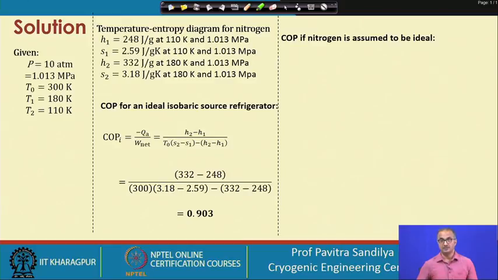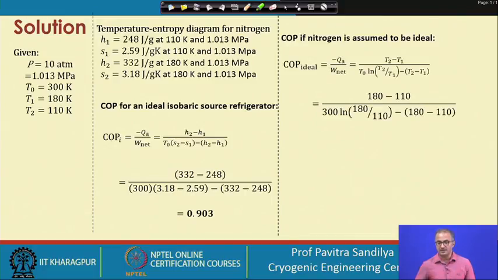Suppose somebody assumes nitrogen to be ideal at these conditions, what would the COP be? That is what I was telling you: be careful in assuming ideality. So let us see what happens. If we again use this expression and plug in only the values of the temperatures, we get a value of 0.9. In this case we find there is a slight difference between the two COPs. This shows that, depending on the conditions, the application of the ideal or real treatment may or may not work out.